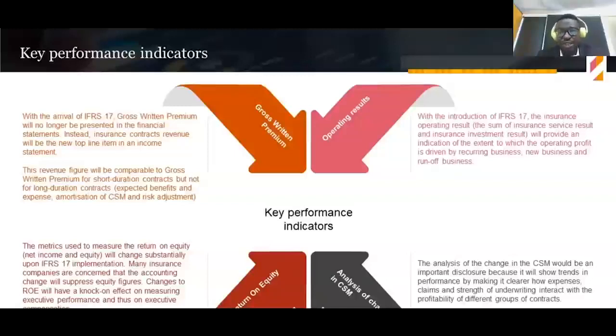The operating results will also change. Why? Because there's a lot of influence from the insurance service result and the insurance investment result. This will drive what your operating profit should be. Remember that now we're talking of the discounting, we're talking of CSM, we're talking of all of the risk adjustments, we're talking of insurance contract revenue. So your operating results would differ from what they used to be under IFRS 4.